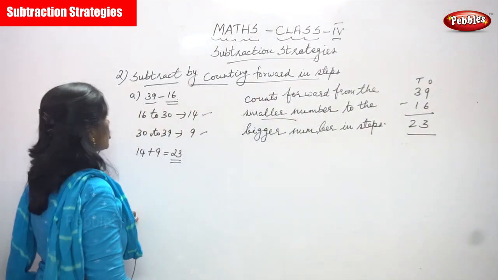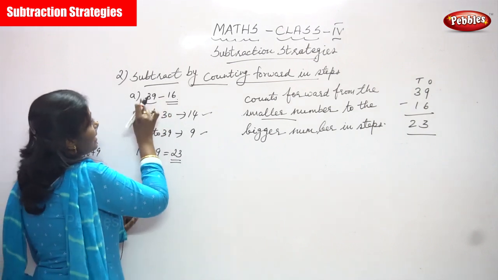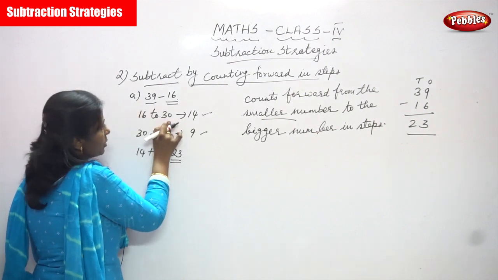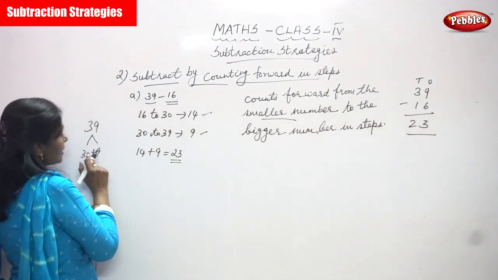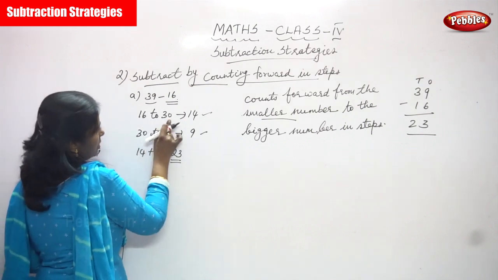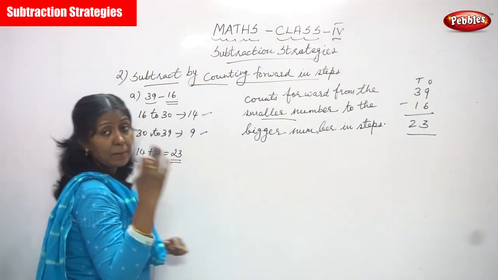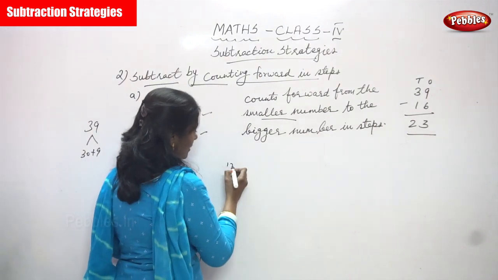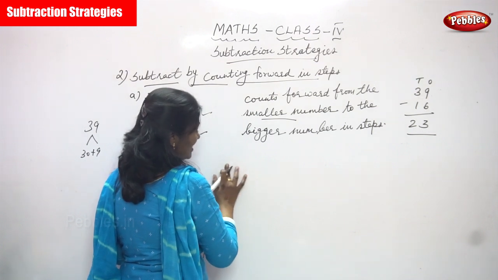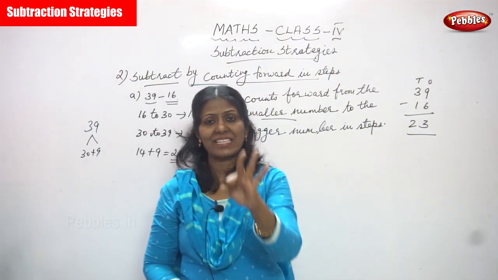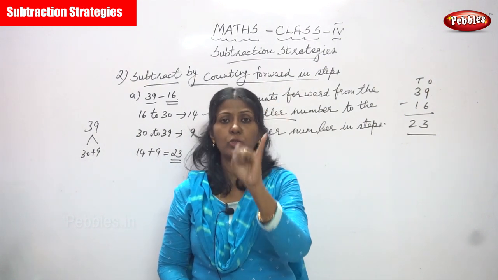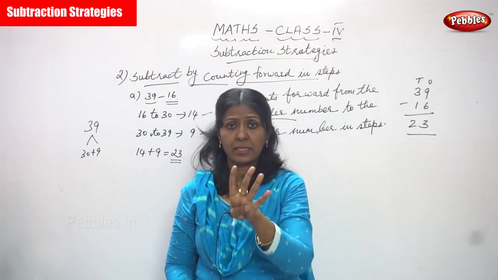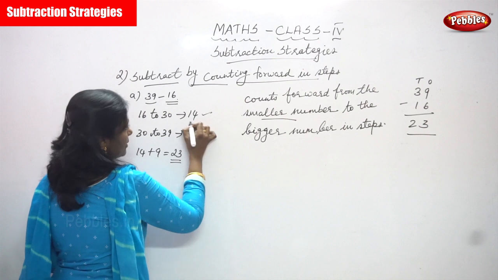So let's see the sum. 39 minus 16. I have told you 39 is the greater number and 16 is the smaller number. Start with 16 up to 30, because we split 39 into 30 plus 9. So from 16 to 30 you have to count: 17, 18, 19, 20, 21, 22, 23, 24, 25, 26, 27, 28, 29, 30. That is 14, the first count.